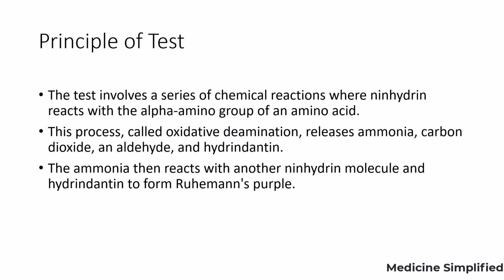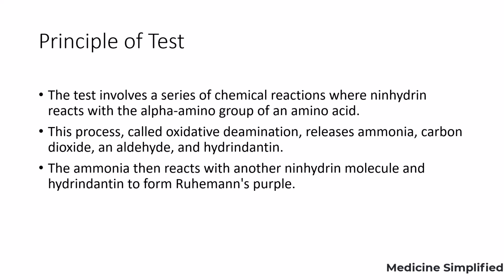Coming to the principle of the test, the test involves a series of chemical reactions where ninhydrin reacts with the alpha amino group of amino acids, and this process is called oxidative deamination, which releases ammonia, carbon dioxide, and aldehyde and hydrindantin. The ammonia then reacts with another ninhydrin molecule and hydrindantin to form Ruhemann's purple. In simple words, when ninhydrin is added to an alpha amino group, there will be release of ammonia, carbon dioxide, aldehyde, and hydrindantin.